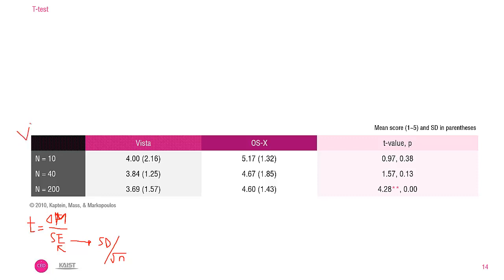As displayed here, three groups of people repeatedly assessed their preference of VISTA and then OSX. Based on the mean scores, all three groups are showing a very similar tendency. When focusing on the mean difference only, the first group shows the largest mean difference.